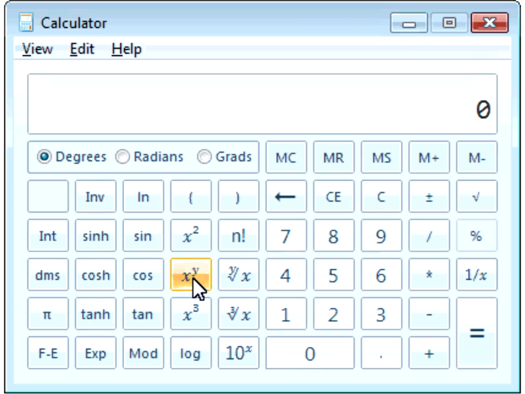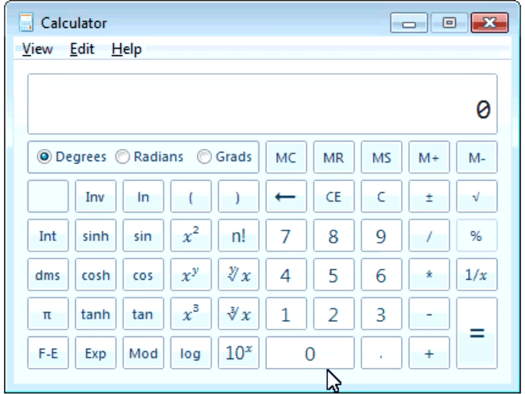I have to enter the numerical value that I want the x to be first. So if I wanted 4 to the power of 3, for example, I hit my 4, and then I hit x to the power of y, and see how it puts 4 in the little caret. But you have to hit the 4 first. So 4 to the power of 3, it equals, and then you're done.